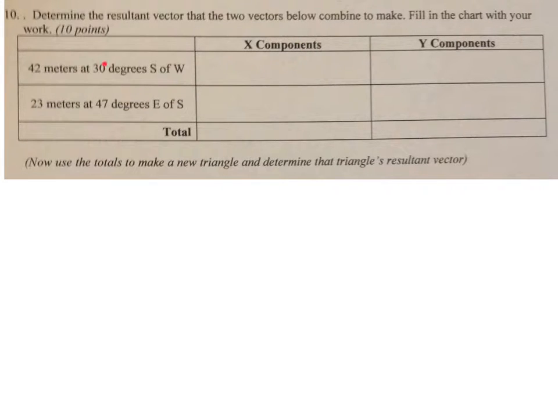So the first steps we're going to do are to find the x and y components of each of these two vectors. Then we'll add them together for each column, and then down here it gives you that reminder to form a new triangle to find our resultant vector.